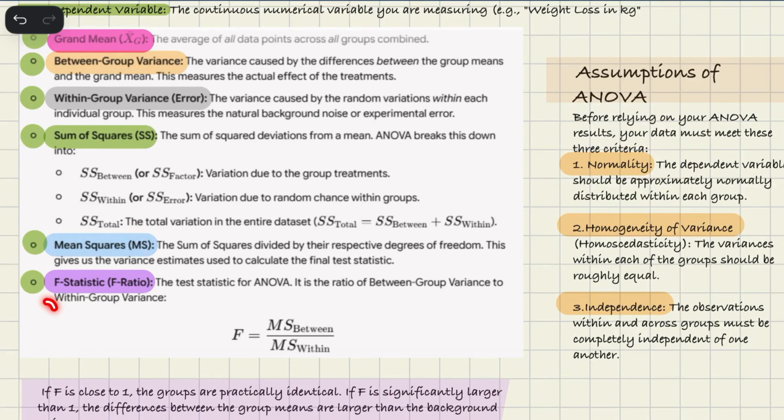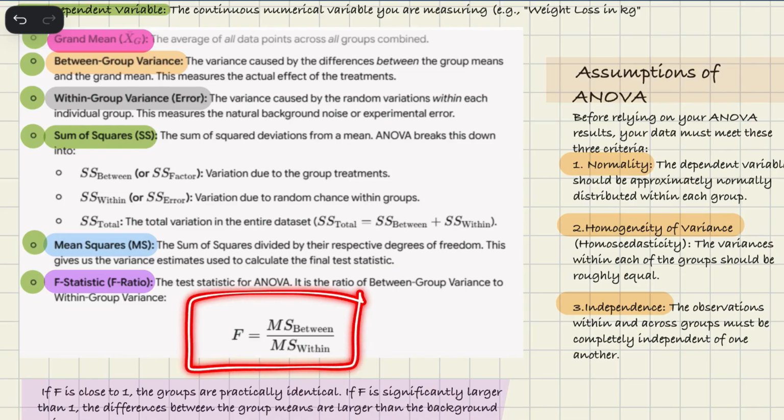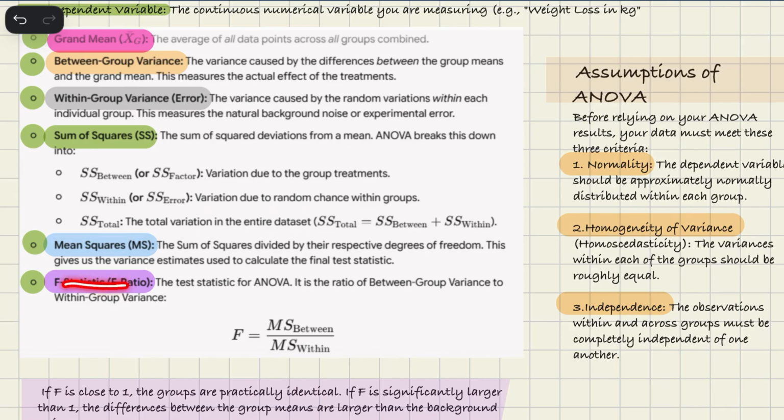And lastly, ANOVA divides the two values, between group variance and within group variance, to calculate the metric called the F statistic. Okay, and this is how we achieve the statistic. So think about it logically. If the variance between the groups is massive compared to the random noise within the groups, your F statistic will be a large number. A large F statistic proves that the difference between the groups is too stark to be a fluke, leading us to reject the null hypothesis.